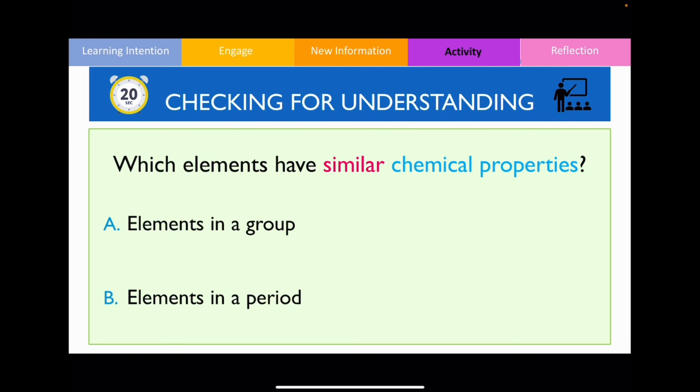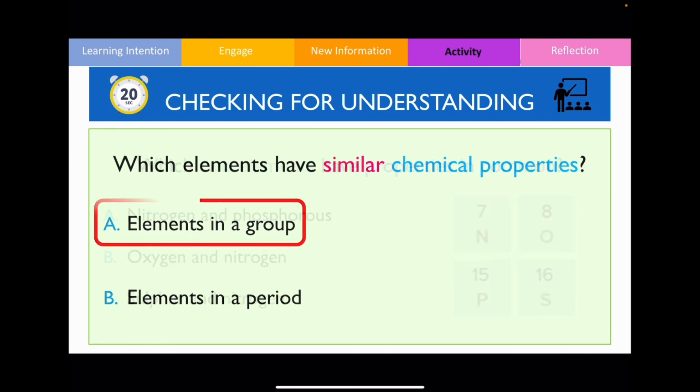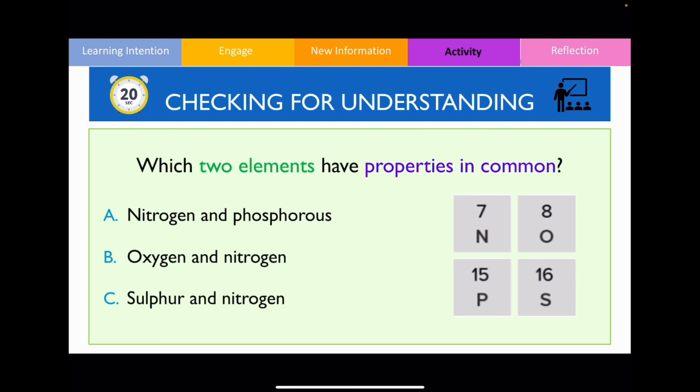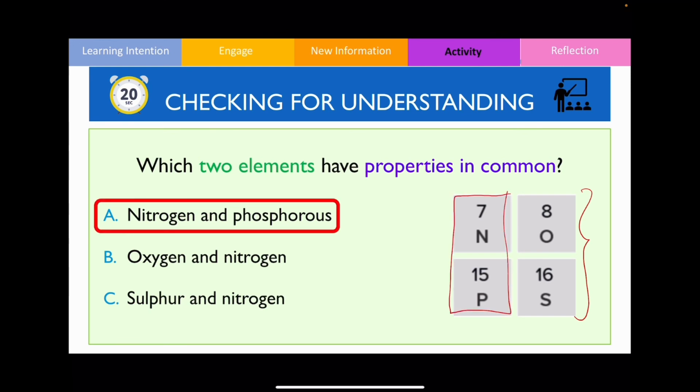This question reads, which elements have similar chemical properties? The answer to this is all elements that are found in the exact same vertical column, so elements found in the exact same group. This question wants you to identify 2 elements from this list over here that have similar chemical properties. We know that elements that belong in the exact same group will have similar properties, so as a result, the answer to this would be nitrogen and phosphorus.